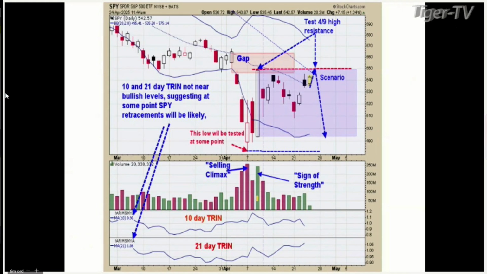Here's the S&Ps now. This is early today, we're basically right here. If you see that, I think we're going to basically test this high, which is the April 9th high. The volume that day, which is right here, was 241 million shares. To get through that high, for this market to keep going, you have to break that high on at least equal volume. And so we're not going to do that.